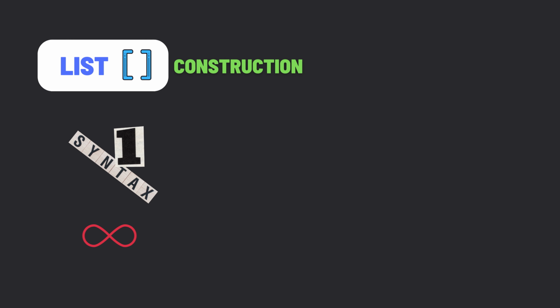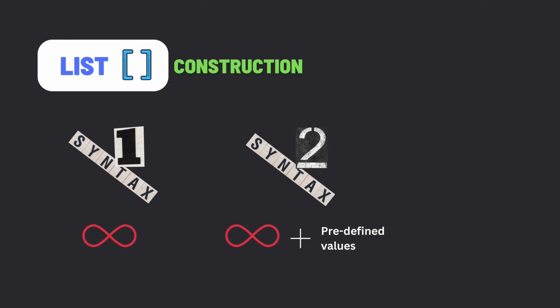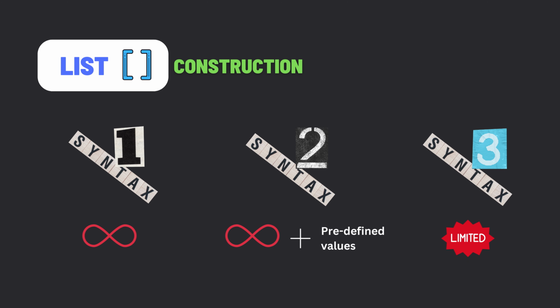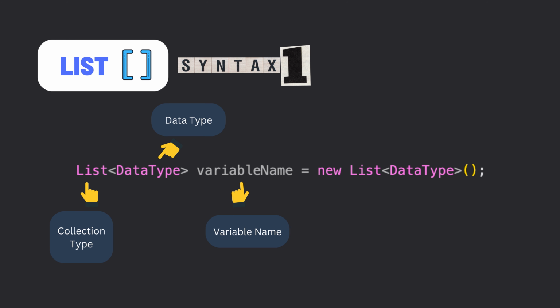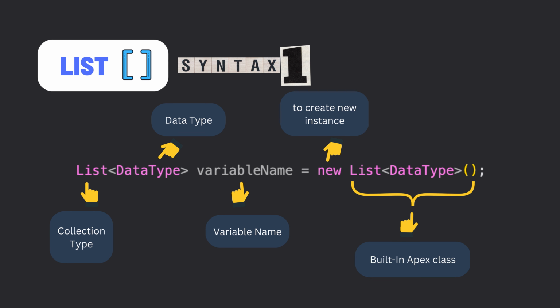Using the infinite values syntax, it means we can store as many values as we like. Infinite plus predefined value syntax and limited elements syntax. For syntax 1, we define the list as the collection type. Use angle brackets and place the data type within. Define a variable for it. Then for the assignment, we use the new keyword to create a new instance of the list. Finally, we call the built-in list class along with the data type and the parentheses at the end.